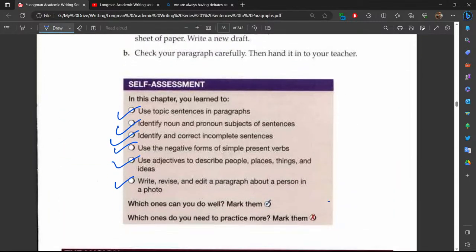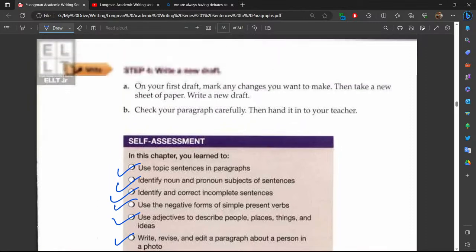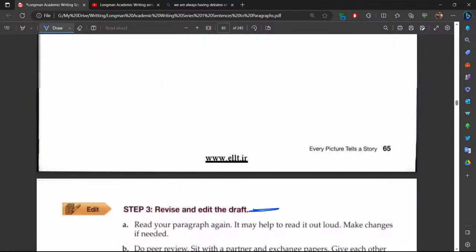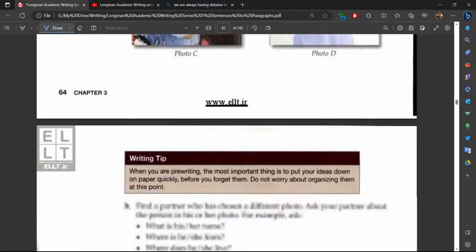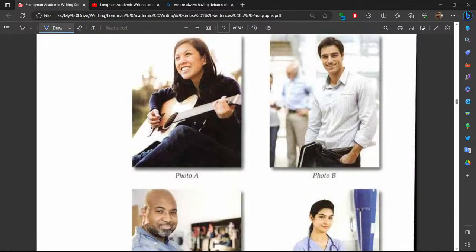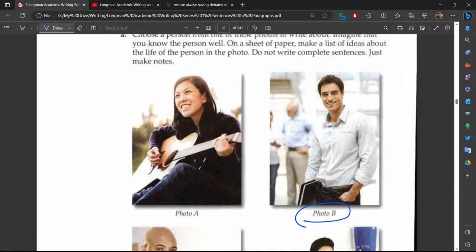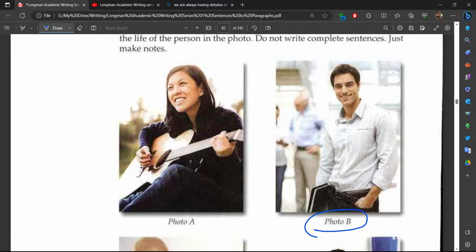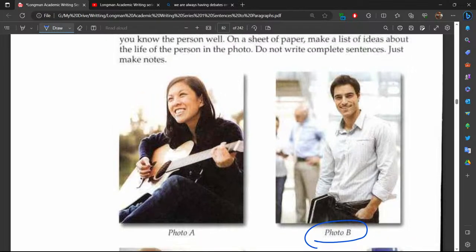So, let's do one thing here. I will pick this person, the photo B, and write about him. Now I'll have to make some draft notes about him. I am going to name him Bob. Now I'm going to name this person Michael.